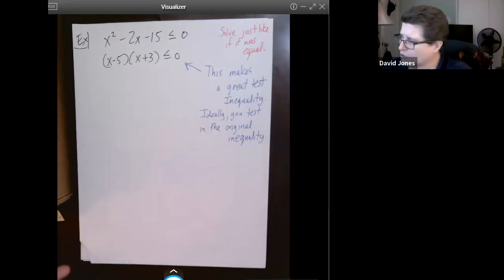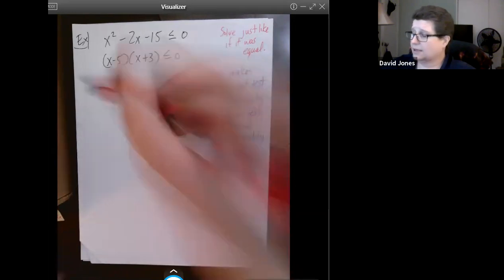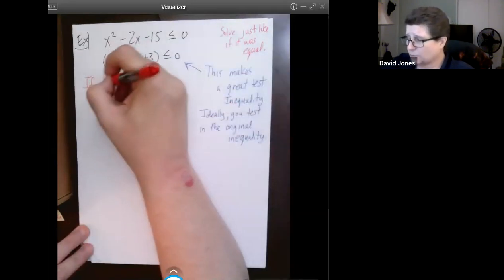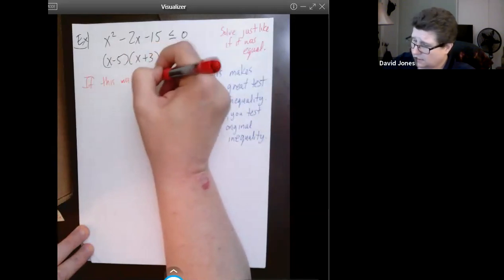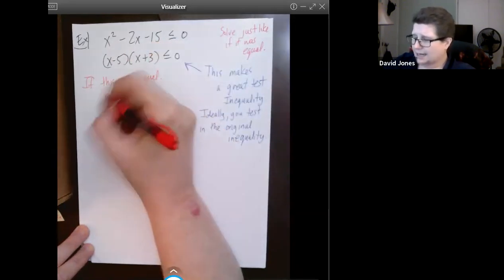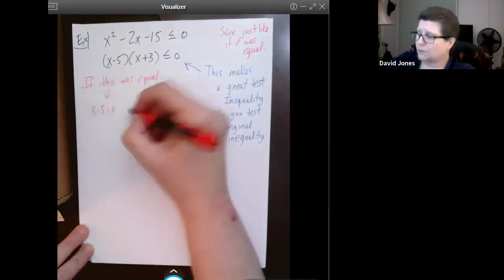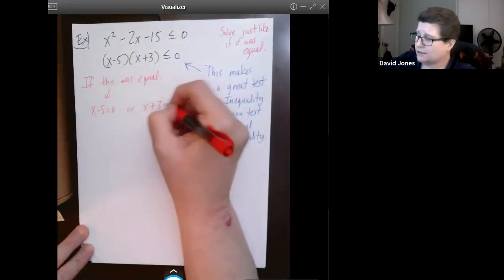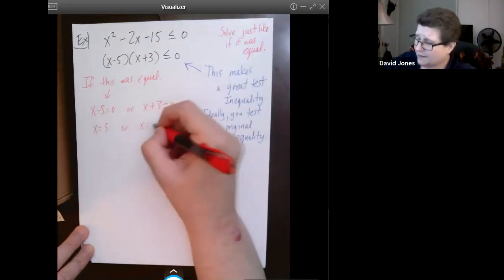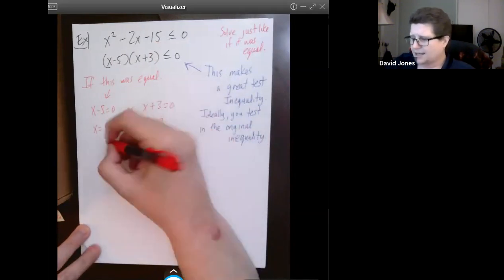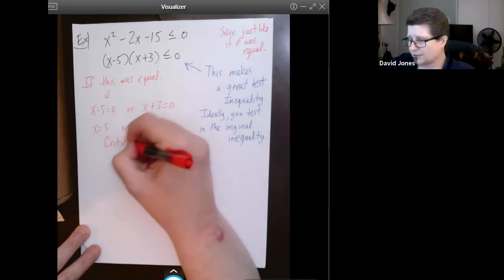So what would I do if this was equal? I would say x minus 5 equals 0 or x plus 3 equals 0. So x equals 5 or x equals negative 3. These are my critical values.